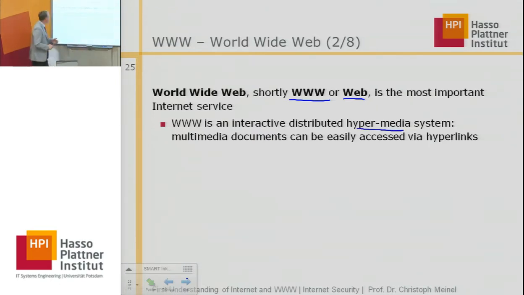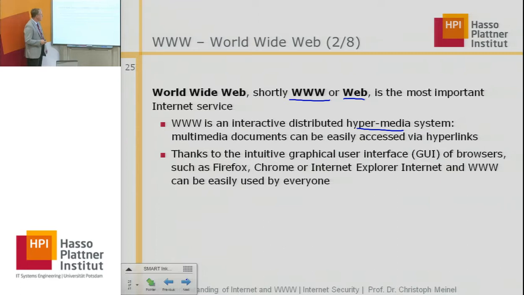Here are different words. Interactive means you can interact. The resources are distributed all over the world, and the resources are hypermedia. Originally, the media were text, so it was hypertext. So the name of the protocol is Hypertext Transfer Protocol. But meanwhile, the media are images, movies, music, or other things. They are multimedia documents, and the idea of the web is to give everyone a very simple access to such multimedia documents.